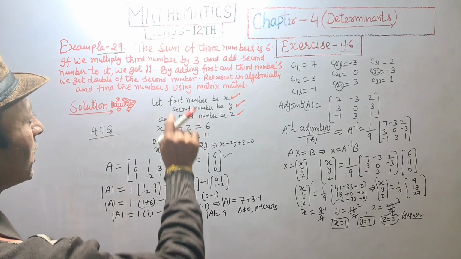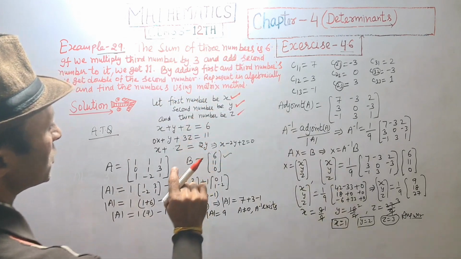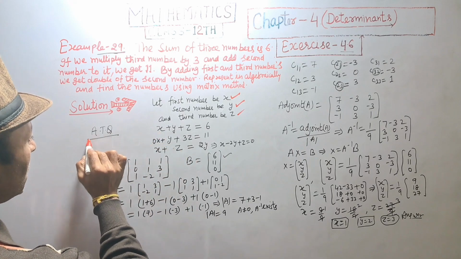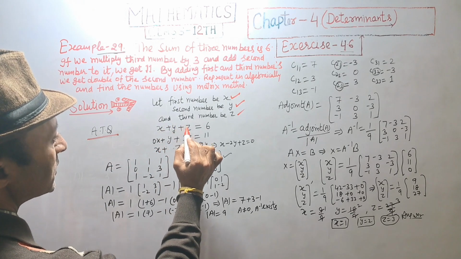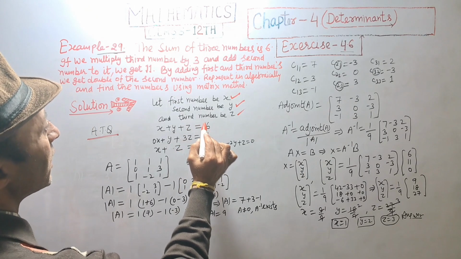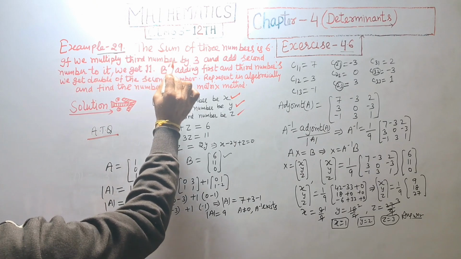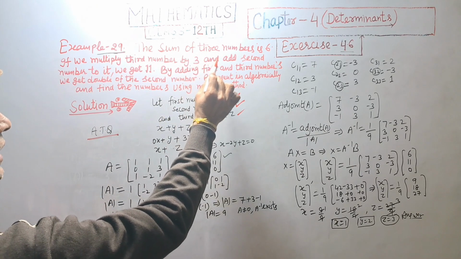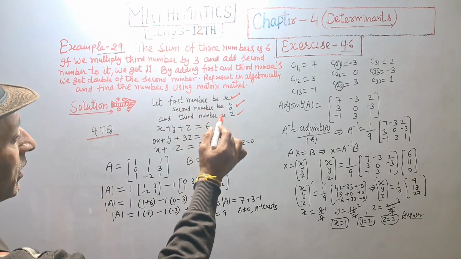Let the first number be x, the second number be y, and the third number be z. According to the question, the sum of three numbers is equal to 6. So the first equation will be x plus y plus z is equal to 6. And if we multiply the third number by 3 and add the second number to it, we get 11.